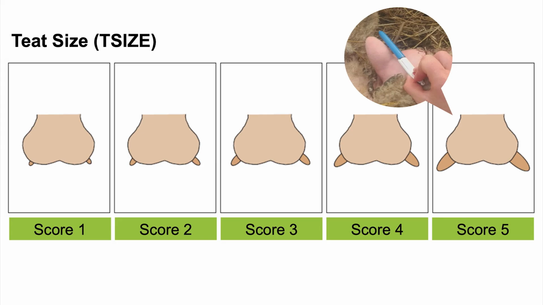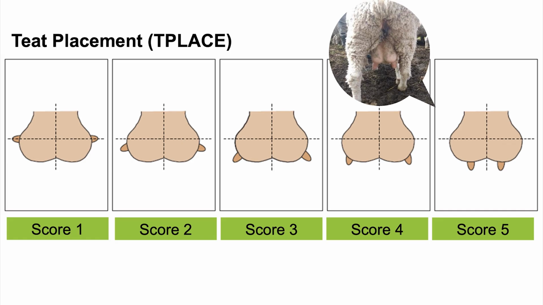The next trait is really important for lamb survival. This is teat size. So here we're really trying to avoid larger teat sizes, so those score 5s which develop into bottle teats and are too big for the lamb to drink from. In a similar light, teat placement also describes the placement of the teat on the exterior of the udder, and here again score 4s and 5s are considered undesirable because they're associated with the development of bottle teats.